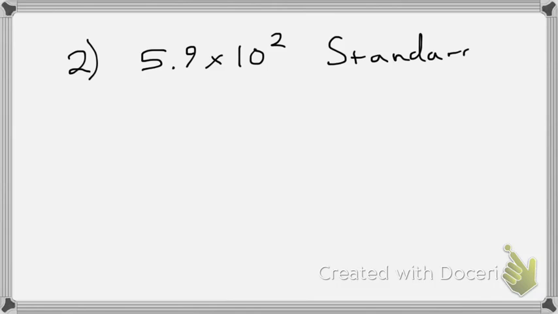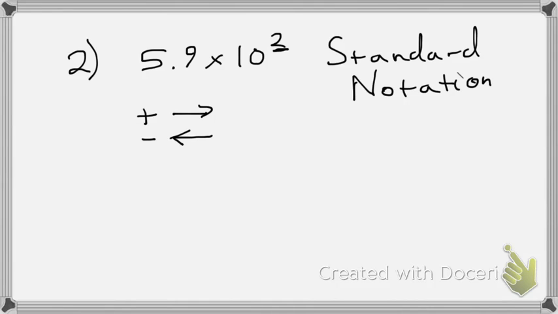Okay, our next question, so number 2, is going to be 5.9 times 10 squared. Now this problem's already in scientific notation, so we're going to convert this to standard notation. Okay, so what we want to start is by looking at this exponent. There's a positive exponent, so when we convert to standard notation, a positive exponent means we go to the right. A negative exponent means we move the decimal to the left.